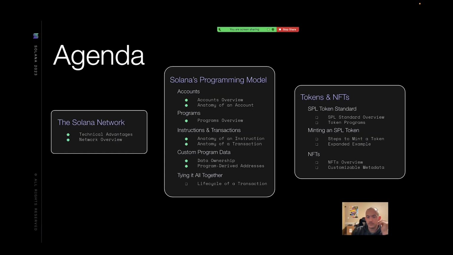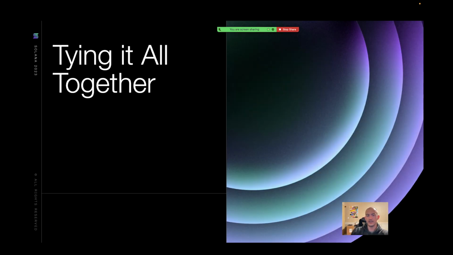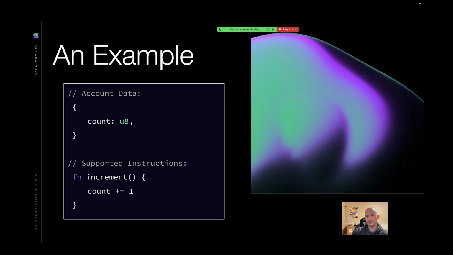So let's tie together everything we just learned in all of those programming model concepts into a walkthrough that'll link everything together. Let's take a look at this example. We're going to use just one account, a counter account, and that's just going to be an integer. We're going to have one instruction on our program, which is responsible for incrementing that account. So every time we call the increment instruction, it's going to increment that count by one.